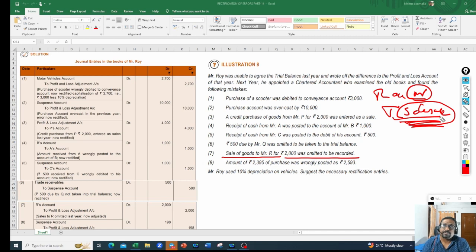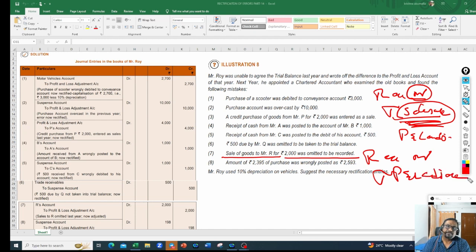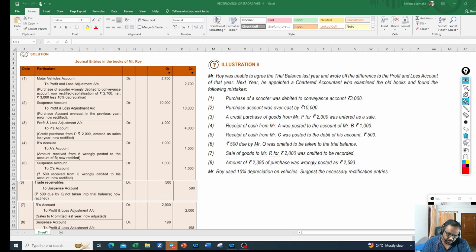Which account are you supposed to credit? All nominal accounts are to be adjusted through the profit and loss adjustment account. So the entry is R account debit to P&L adjustment account. That is the entry. Clear?